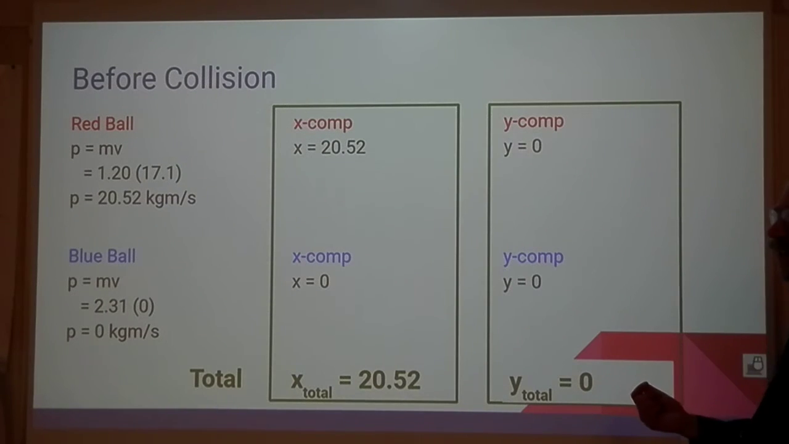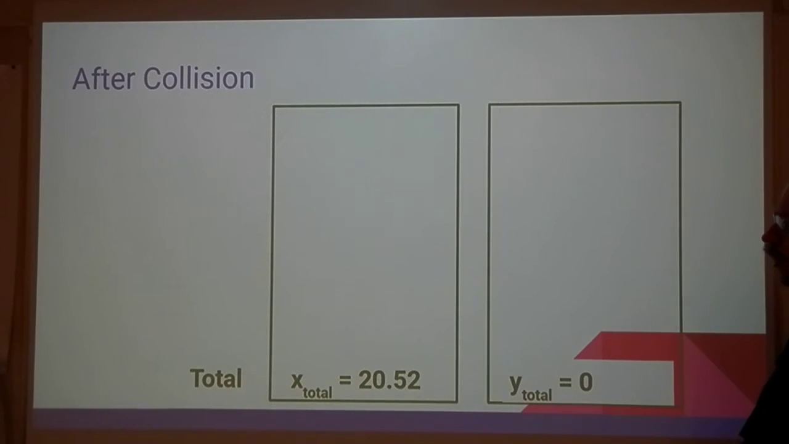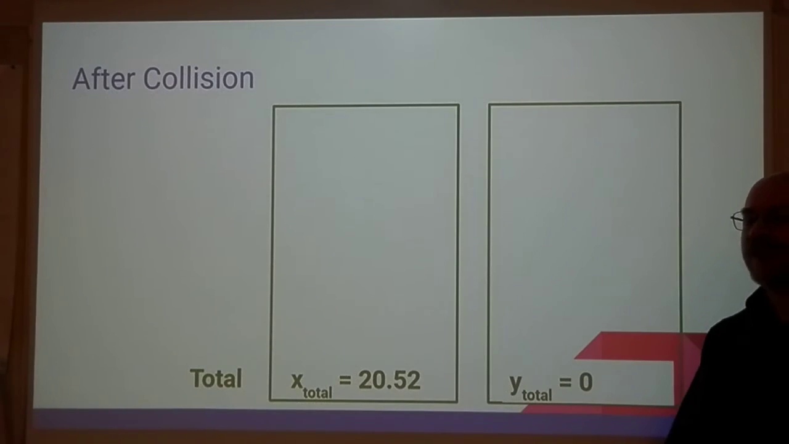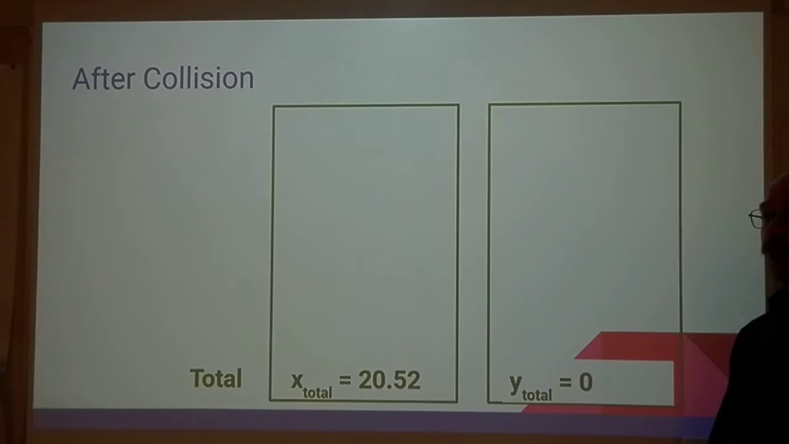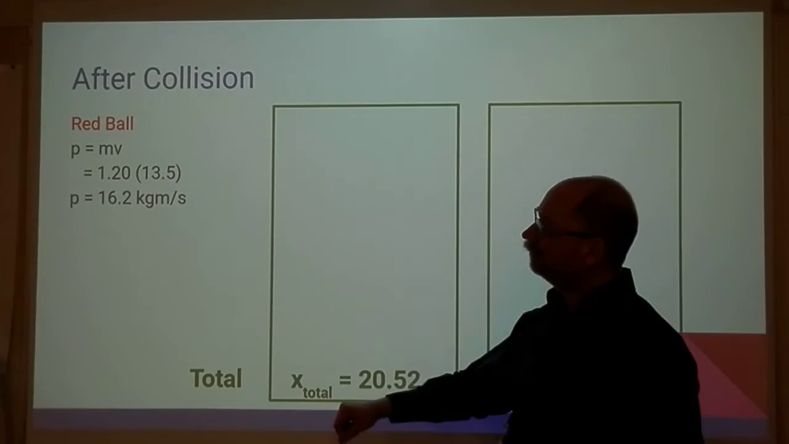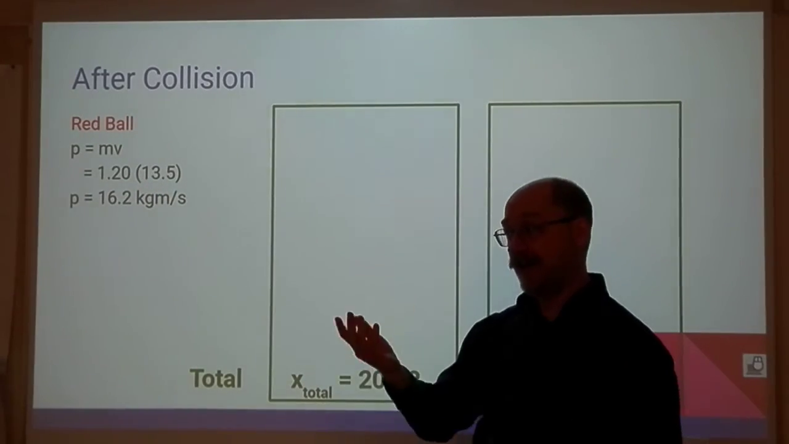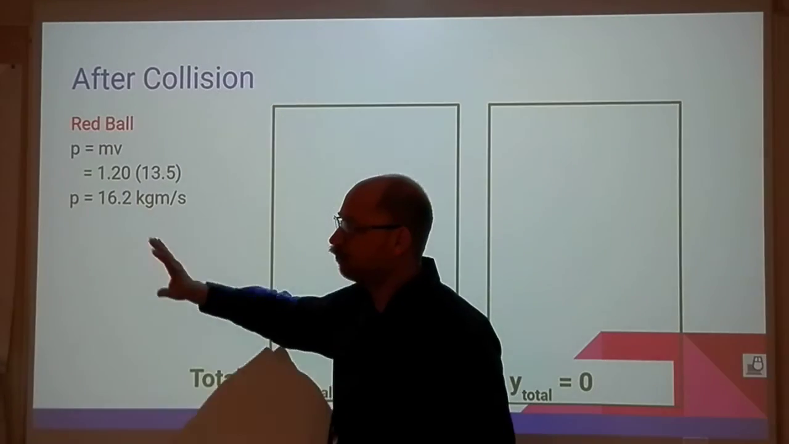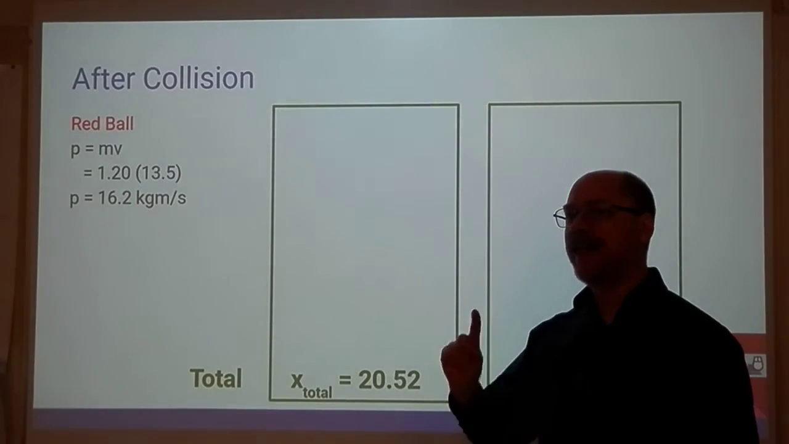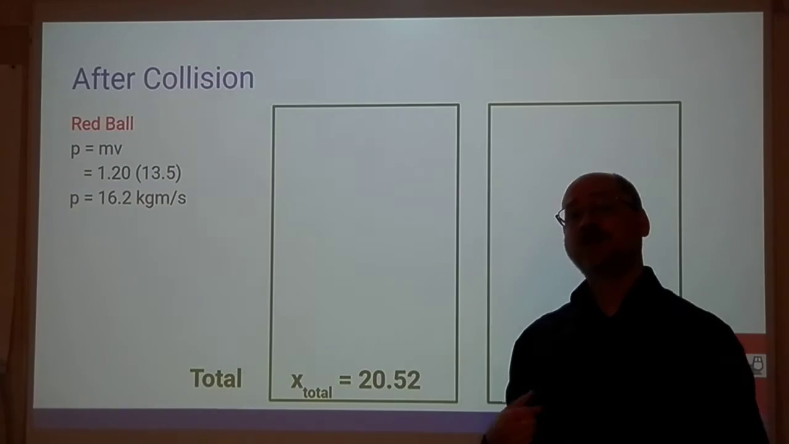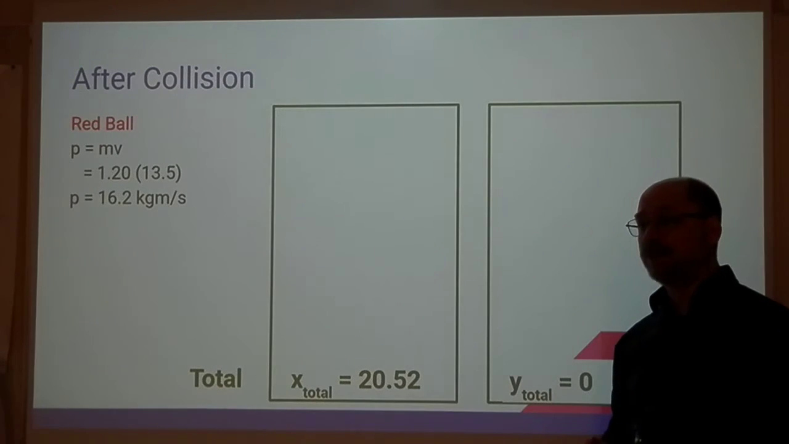So I take this and I flip it to after the collision. But notice, those parts stayed the same. They come with me. So, let's look at the red and the blue ball again, but this time after the collision. For the red ball, I know its mass and its new velocity after the collision gives me a brand new momentum, and with a kicker, it's at an angle. So now, I have to break that up into components.